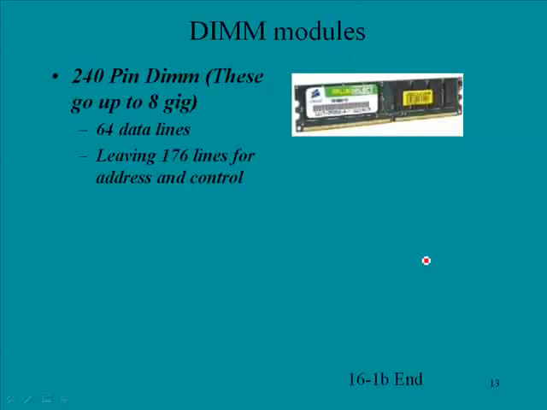And this is an example of a memory module. We're not doing anything quite this spectacular here. This is a 240-pin DIMM. These go up to 8 gig of RAM. These are relatively new devices. They have 64 data lines. Okay, our representative system has 8. This has 64, and it leaves 176 for things concerning address and control. Our subject is not to go into the DIMM, but I'm just showing that as a representative of a sample memory device.